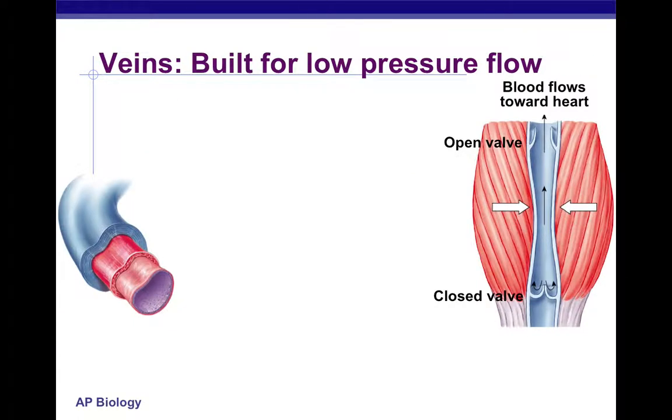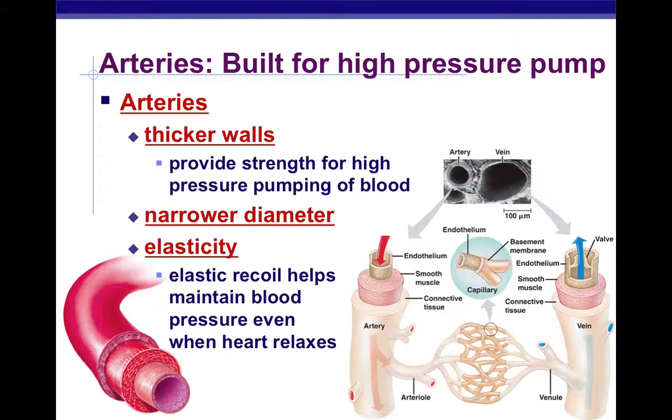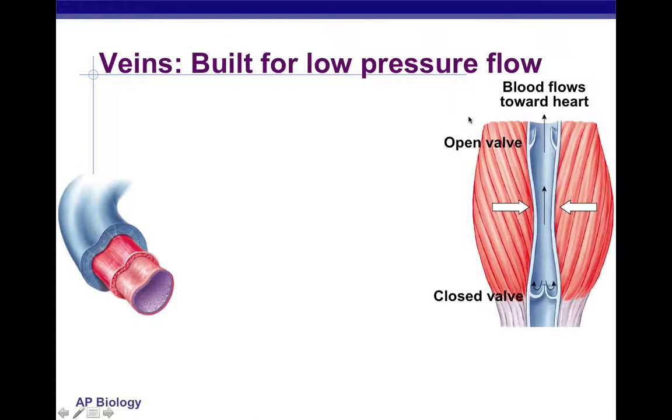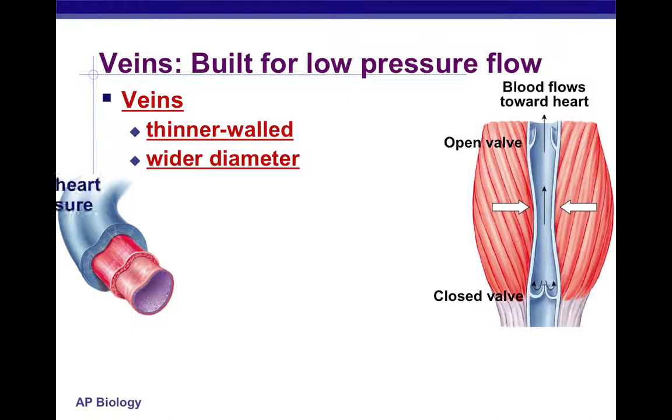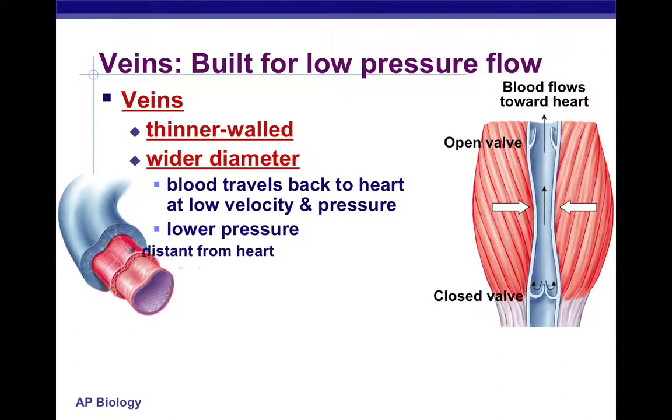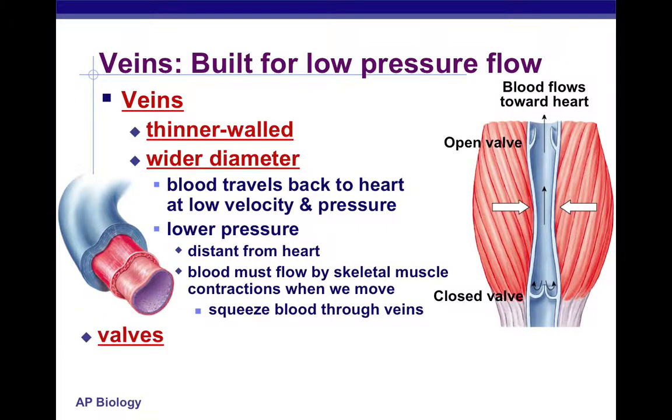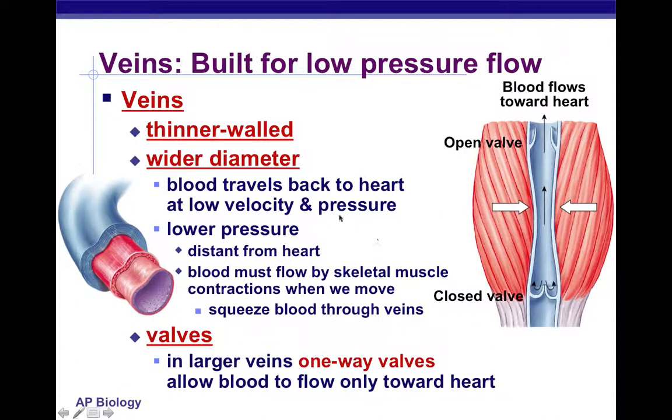Veins are actually built for low pressure, whereas going back, arteries are built for high pressure. So veins don't have the elasticity. They're very thin-walled. They have a wider diameter. And they also contain valves, which help with the transport back to the heart. So these veins pump blood back to the heart, and they're able to do that even though there is low velocity and pressure in those veins.